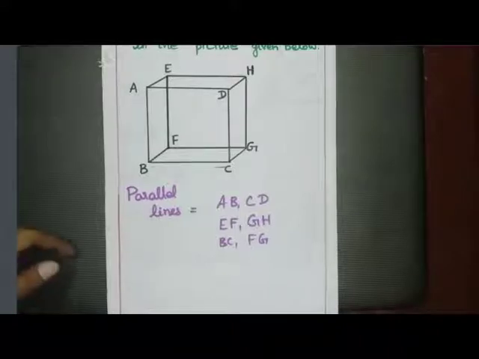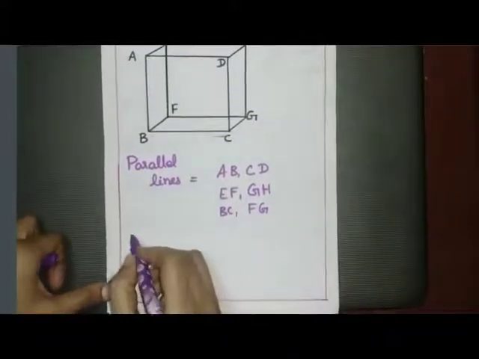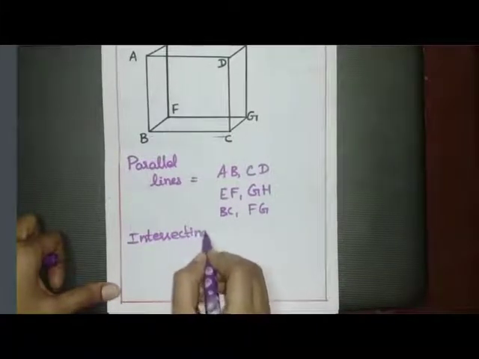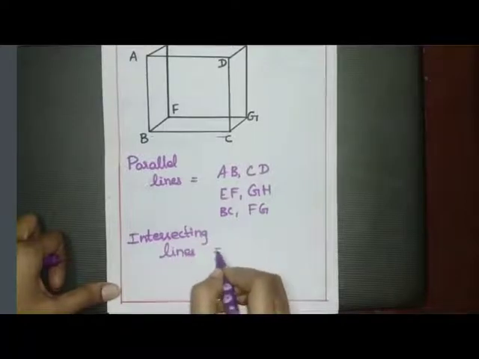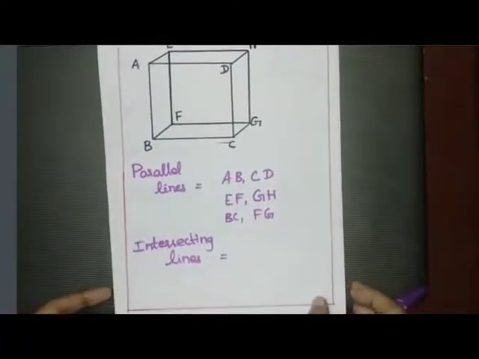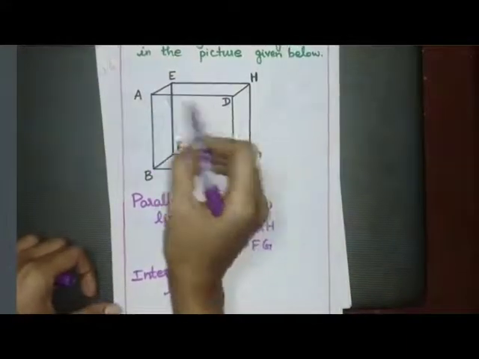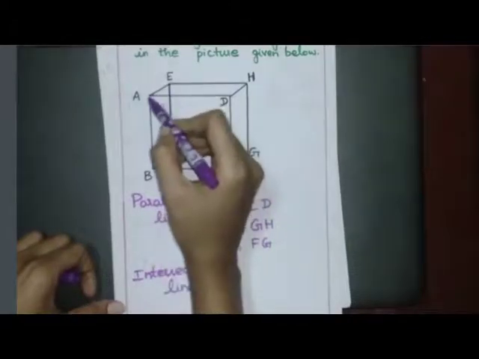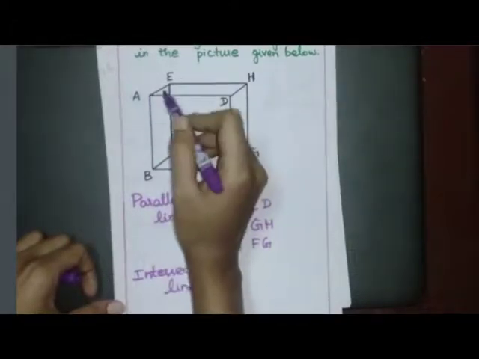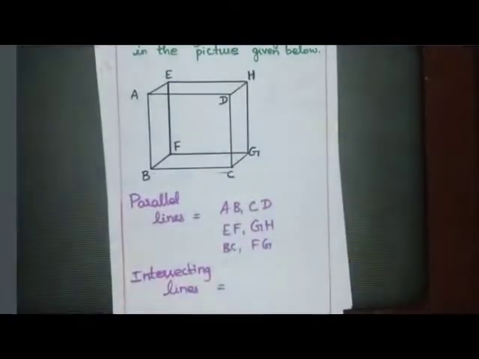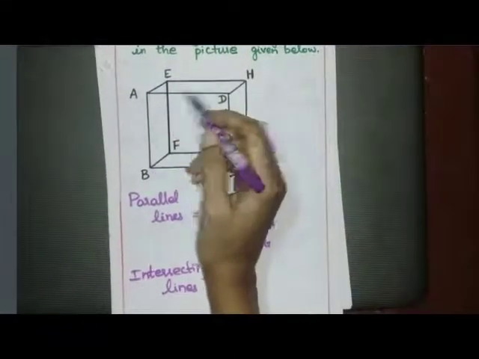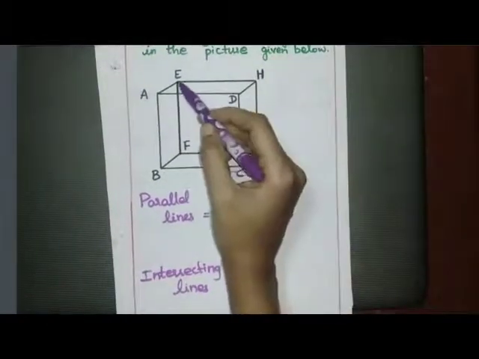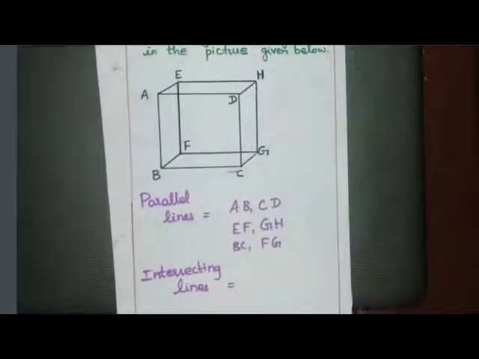Okay. Next, intersecting lines. Intersecting lines mean two lines that meet at a point. Look at the picture. Here, three lines are meeting at A. AB, AD and AE meet at A. So these three lines are intersecting lines or concurrent lines. What are intersecting lines or concurrent lines? AB, AD and AE.